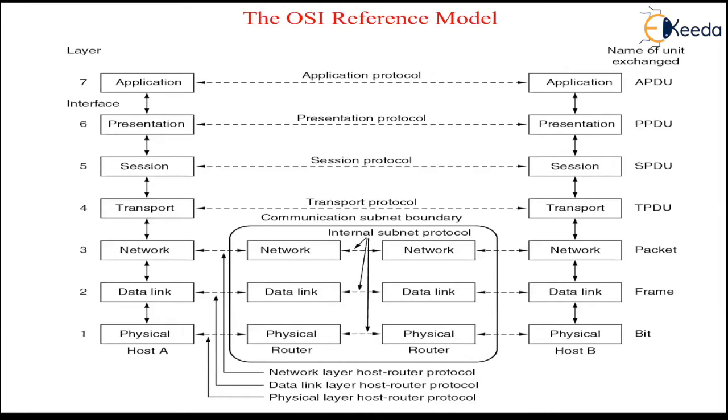Then flow control mechanism. Like the data link layer, transport layer is responsible for flow control. However, flow control at this layer is performed end to end rather than across a single link.